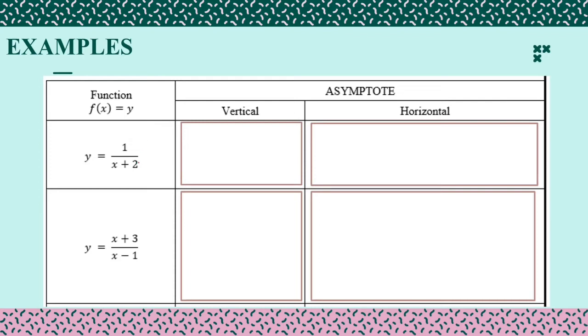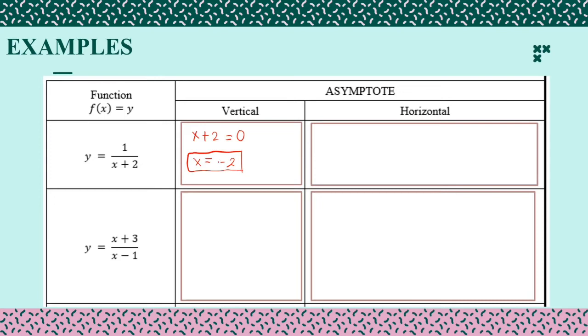How do we get the vertical asymptotes? To get the vertical asymptotes, we need to get the zeros of the denominator, which is x plus 2 equal to 0, and get the value of x. x is equal to negative 2. So, your vertical asymptote is negative 2.